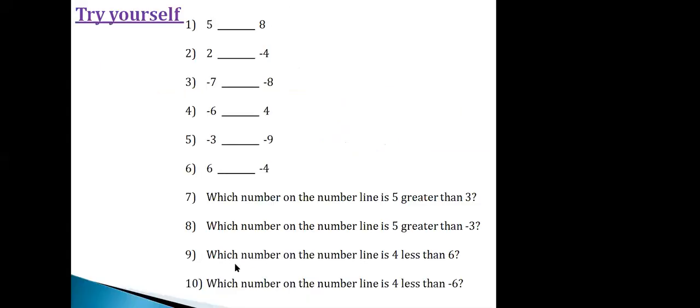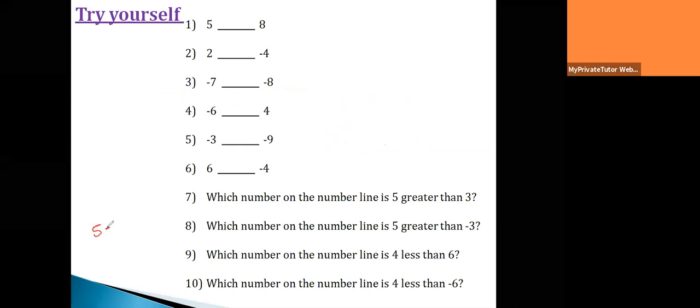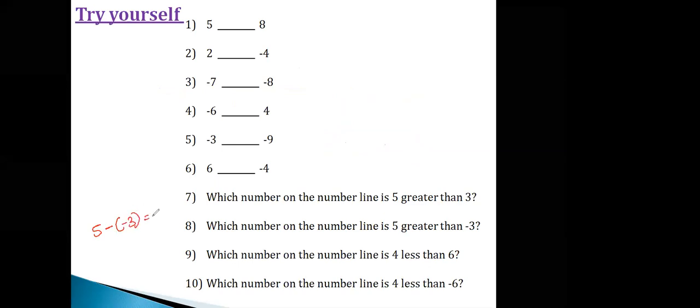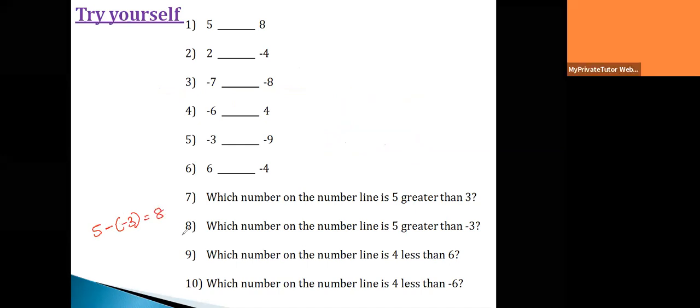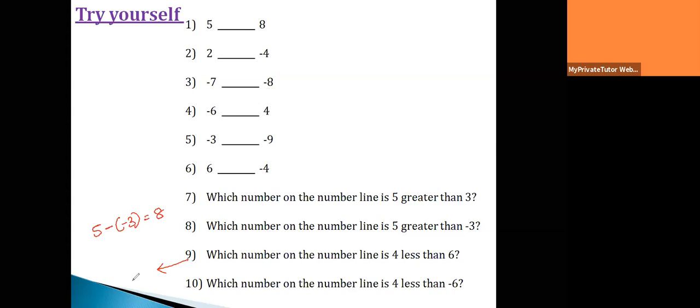What number on the number line is 5 greater than negative 3? Is it negative 2? 5 minus 3. Okay. What is it? So is the answer 8? It is plus 8. Yeah, it is plus 8. So 5 minus negative 3. Minus and minus is plus. Okay. So the next one, anybody?